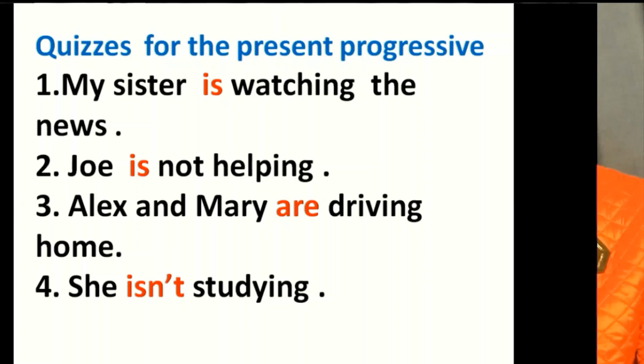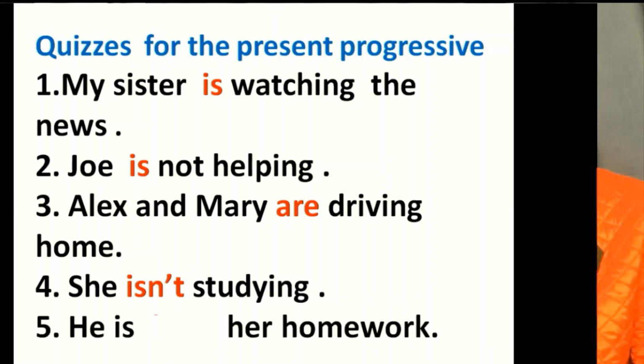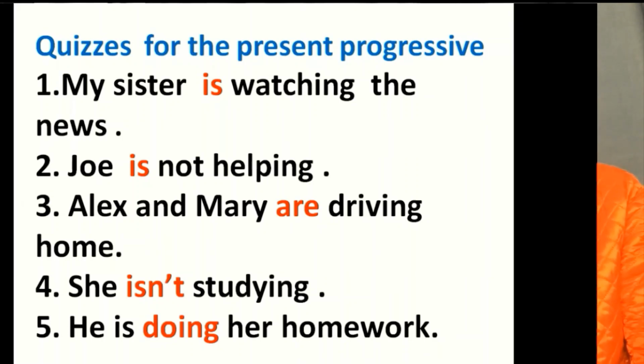He is at homework. So what is missing here? There is an ing verb that is missing. He is doing homework. So the ing verb, doing. So he's doing homework. Okay, all right, guys, let's go.